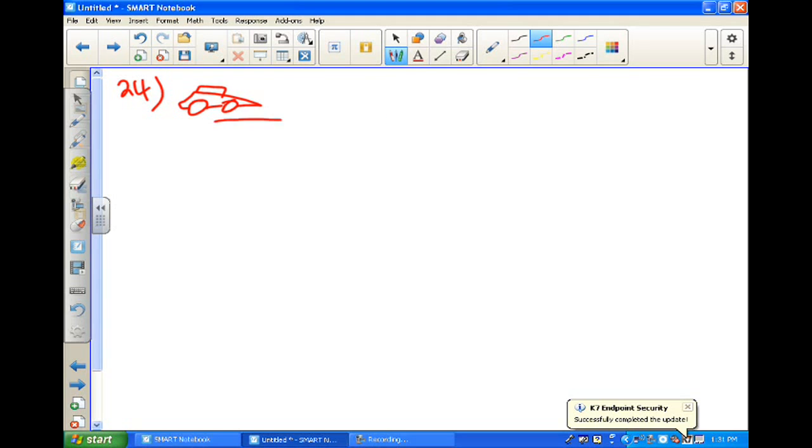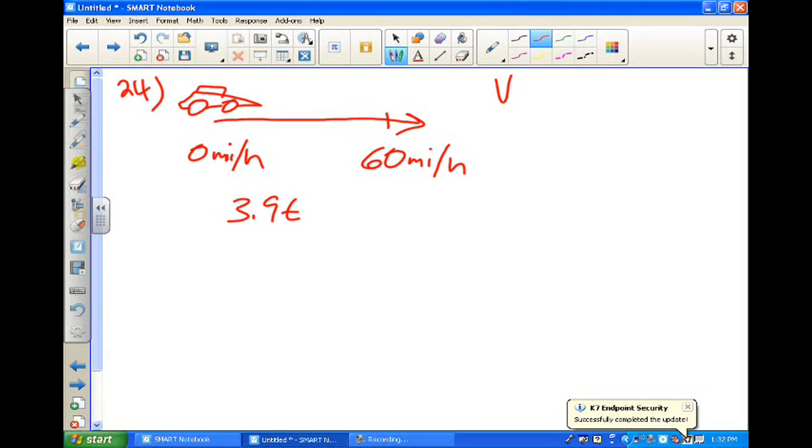So the first thing that we want to do is draw a picture of a sports car, and we want to consider a couple things. One, when it starts, we assume that it's starting from 0 miles per hour and goes to 60 miles per hour in a time of 3.9 seconds. So I just start writing things down.